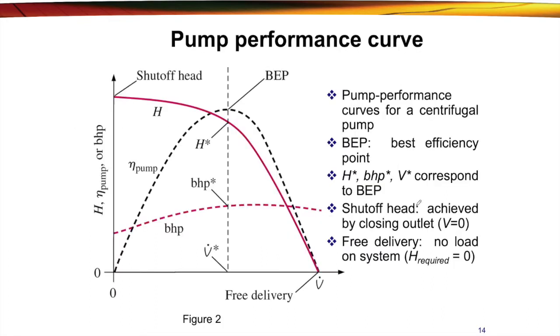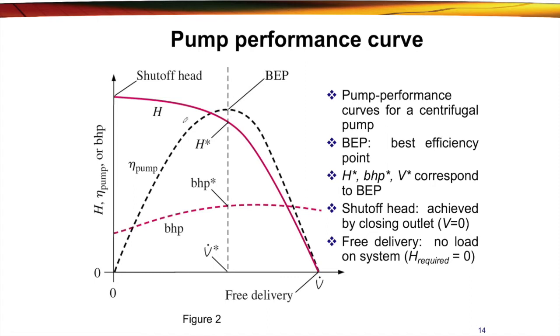And then the pump performance curve. As we can see here, we have 3 different curves. The first is this black curve, and then the second one is this one, and then the last one is BHP. The BEP is the best efficiency point, where at this point we have the best efficiency for the pump.